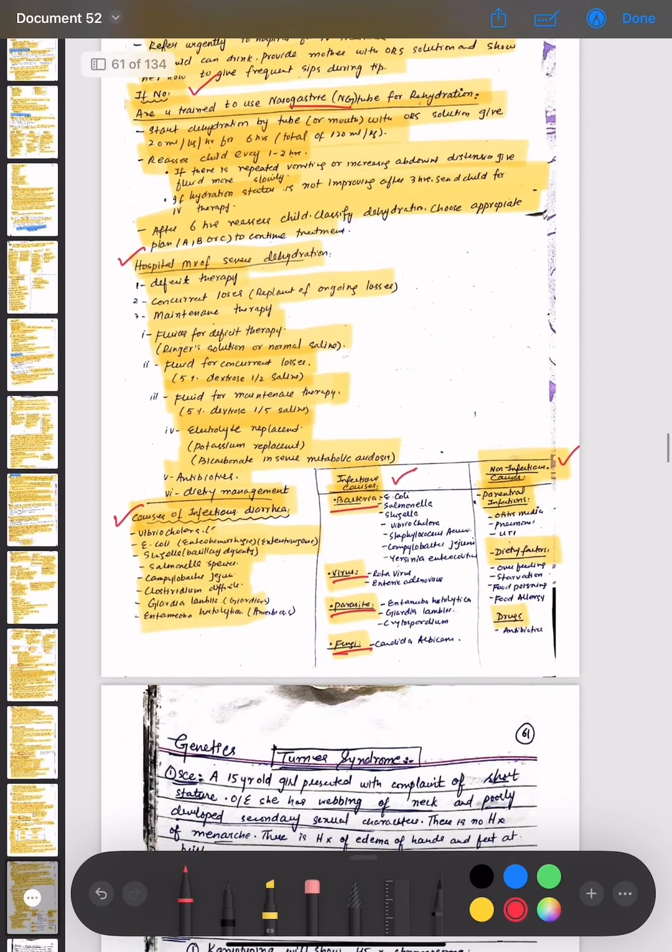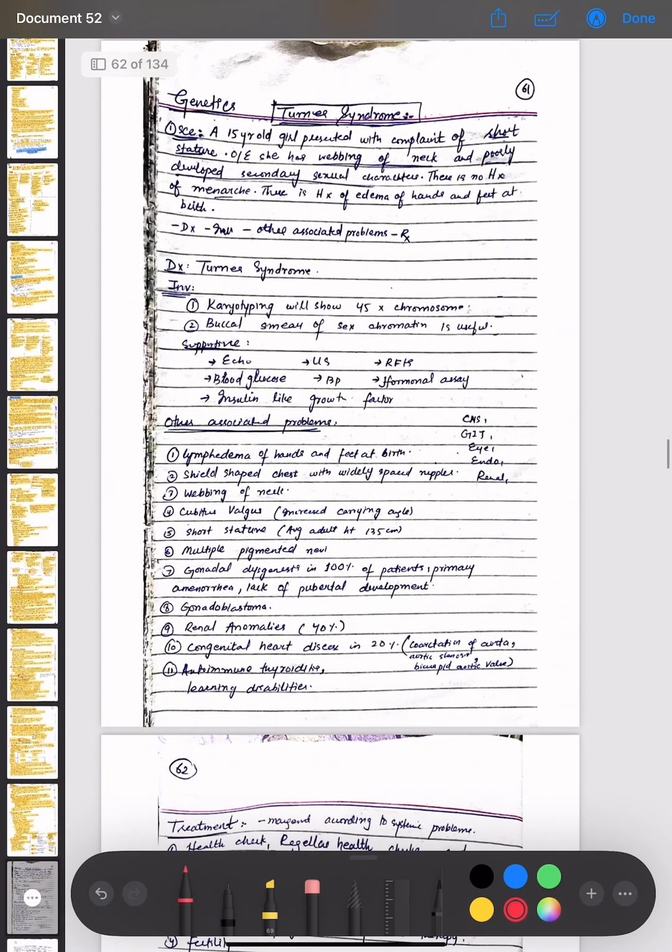In the next video, we will discuss the genetics chapter, and we will discuss the 3 main topics, that is Turner syndrome, Down syndrome, and Klinefelter syndrome.